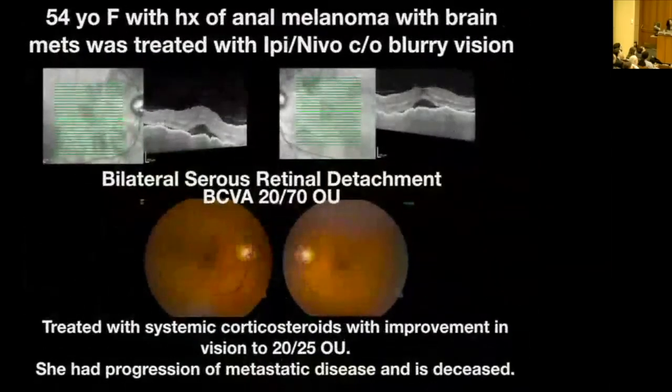Here's another case, a 54-year-old woman with a history of anal melanoma with brain metastasis who was treated with combination therapy, who also complained of blurry vision. The visual acuity was 20/70 in both eyes. And the photos at the top, this is called optical coherence tomography, and this is our version of a CT scan of the eye. And it essentially scans the retinal layers, and you can see fluid deep to the retina. This patient was treated with systemic corticosteroids with improvement in her visual acuity to 20/25 in both eyes. However, she had progression of her metastatic disease and is now deceased.